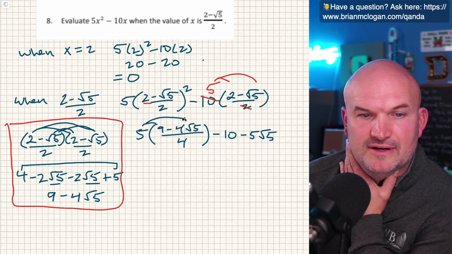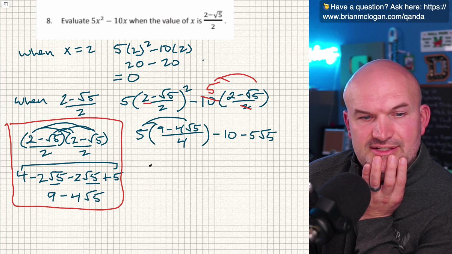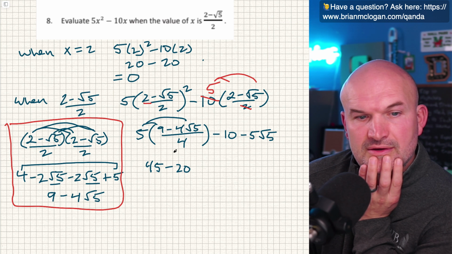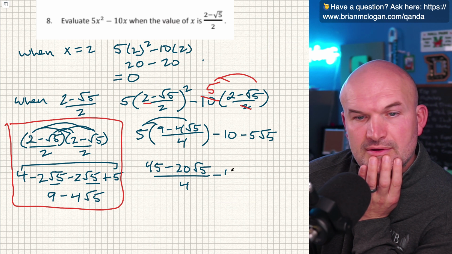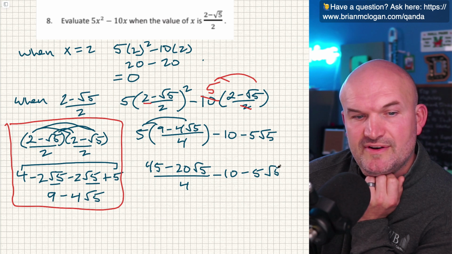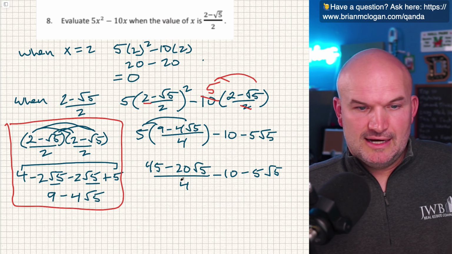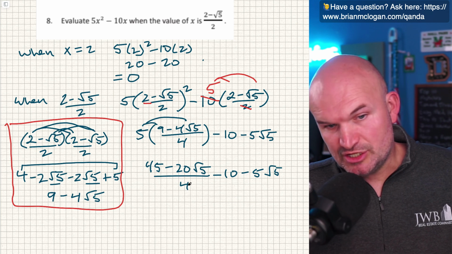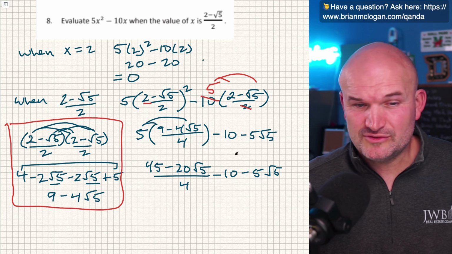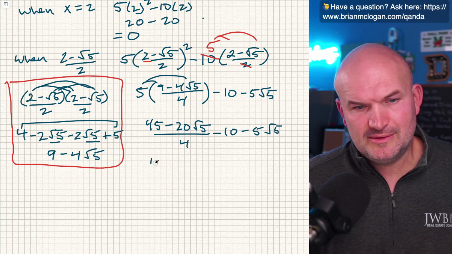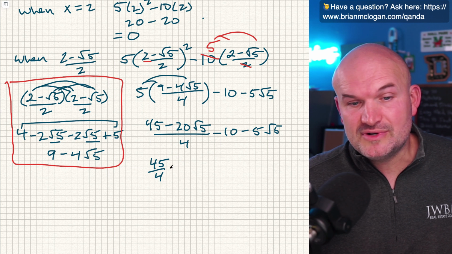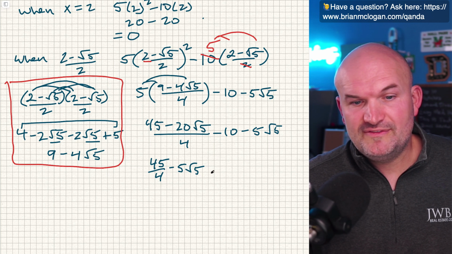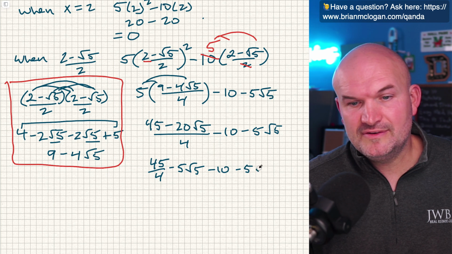Let's go ahead and distribute the 5 up top. I don't see anything else that's going to make that easier. So therefore, that's 45 minus 20 square root of 5 divided by 4 minus 10 minus 5 square root of 5. Okay. I need to divide this 4 into both of these terms. Now, 4 does not evenly divide into 45, so this question is not going to be very nice numbers, but I'm just going to break this up. 4 divides into 20, though, 5 times, right? So that's minus 5 square root of 5 minus 10 minus 5 square root of 5.